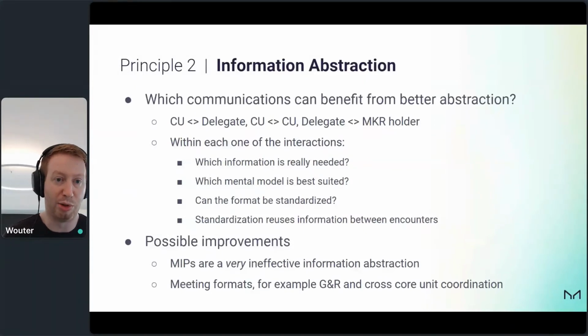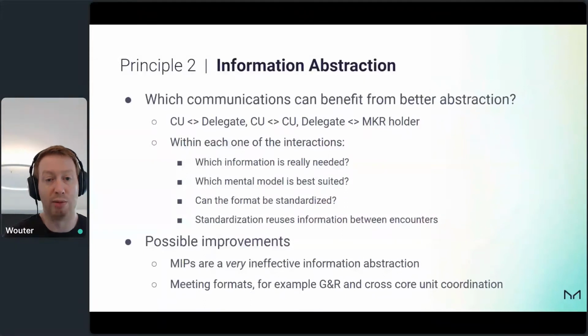So the communication that we have between core units and delegates, between core units internally, between delegates and MKR holders, which information is really needed between the two, which mental model is best suited to transfer that information, and can the format be standardized? For example, I think we talked about the cross-core unit initiatives. When we communicate between core units, it does help to use the same format and standard within the different cross-core unit initiatives.